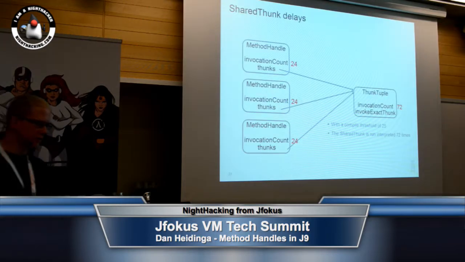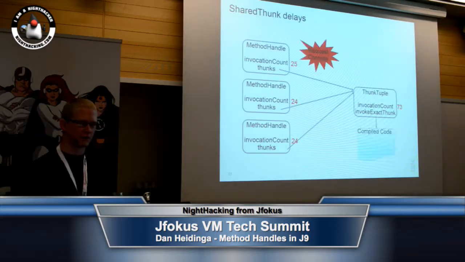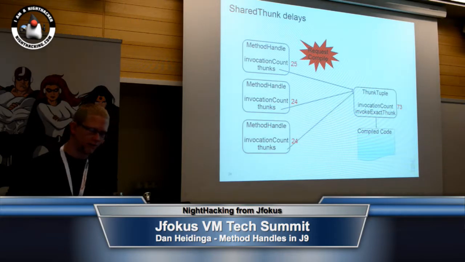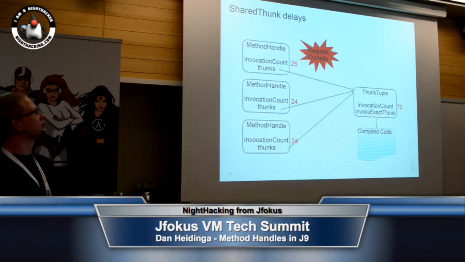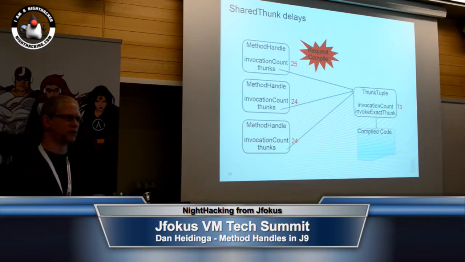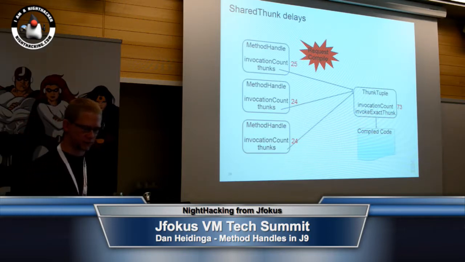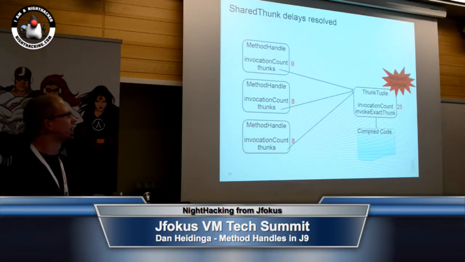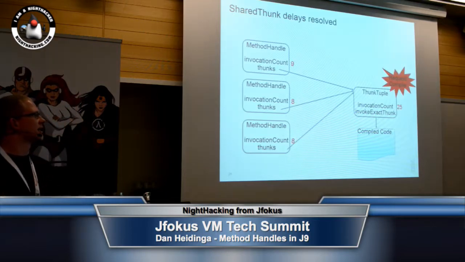So what we ended up doing was the interpreter does its counting on the thunk tuple object. Right? Because here we've seen, eventually you hit 25, you request compile, great. But you've done a whole bunch of pointless interpreter execution. What we really want is the picture to look like this, where the interpreter has done its counting on the thunk tuple.